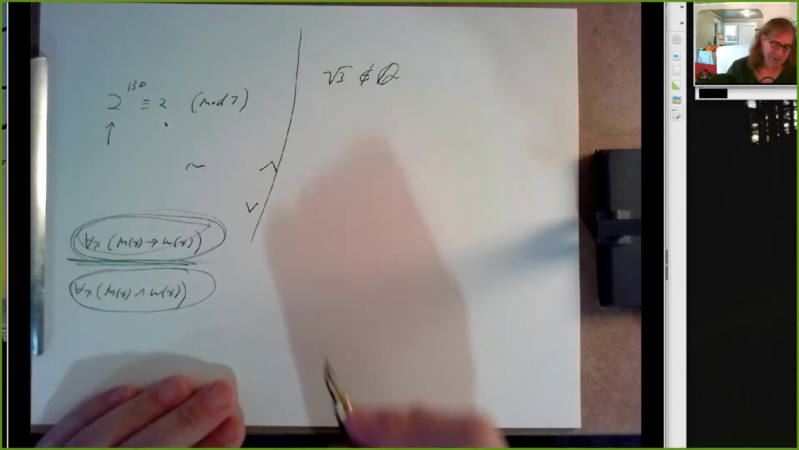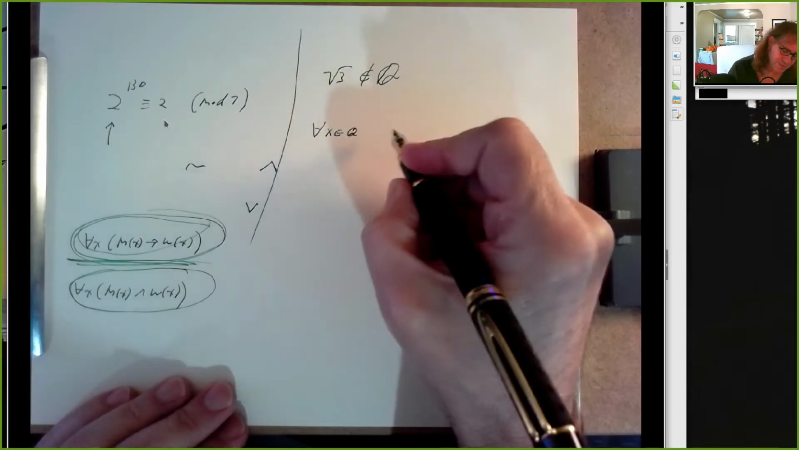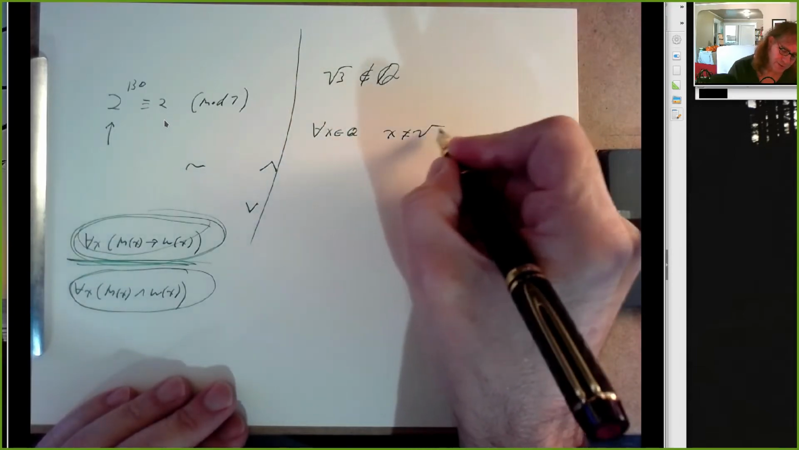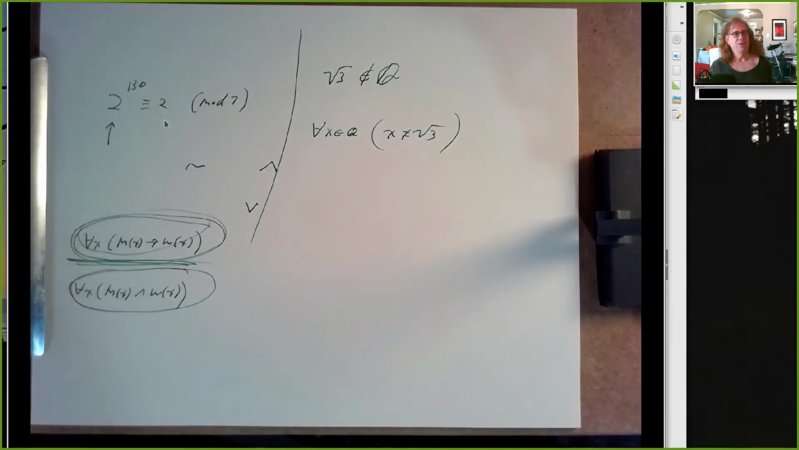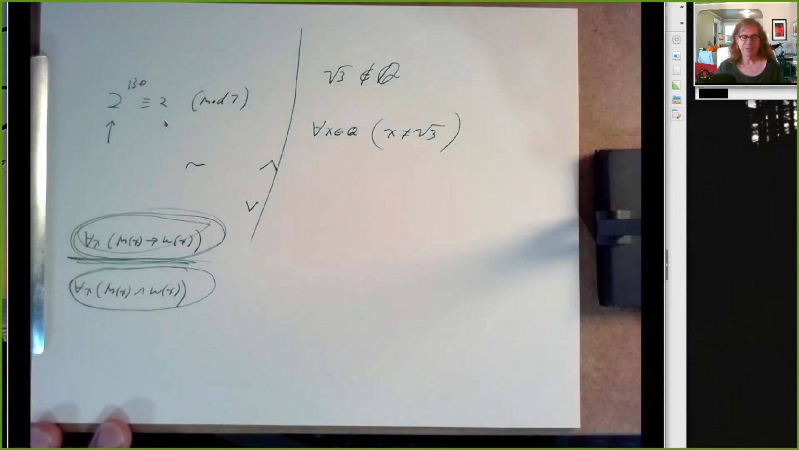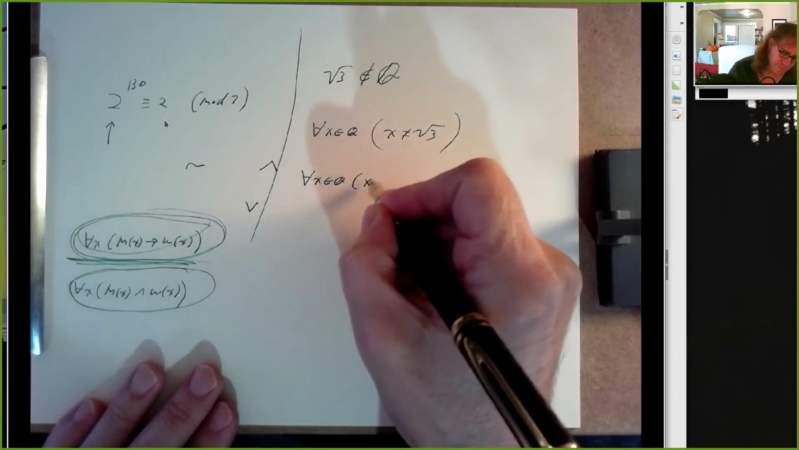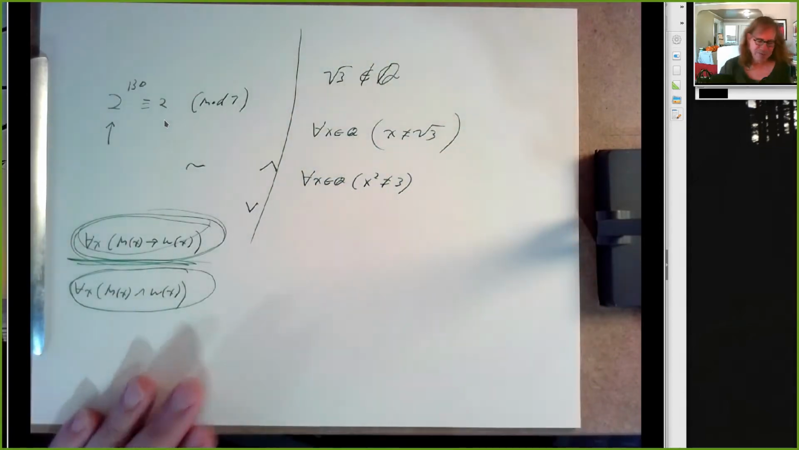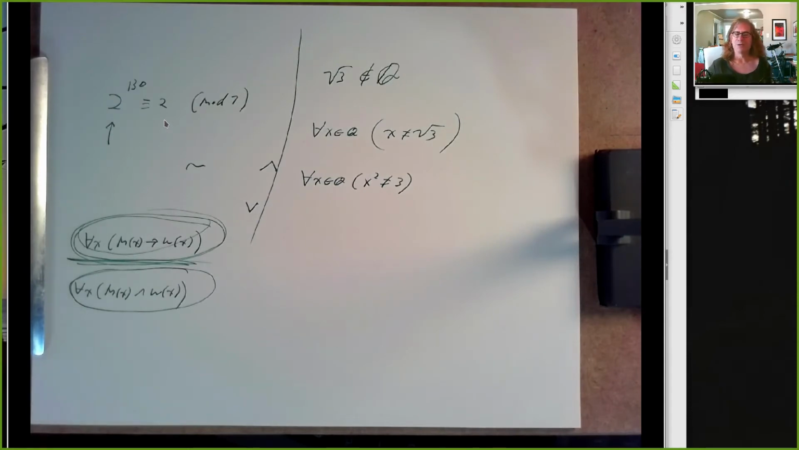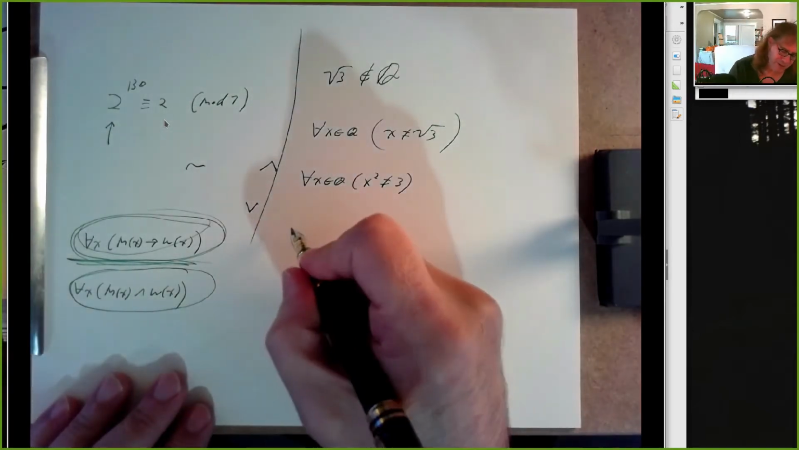But to use quantifiers, we could do something like this. For all x contained in Q, x is not equal to the square root of 3. That's a pretty direct way of saying this. For any element in Q, that element is not the square root of 3. If we didn't want to use the square root symbol, we could do this. For all x in Q, x squared is not equal to 3.